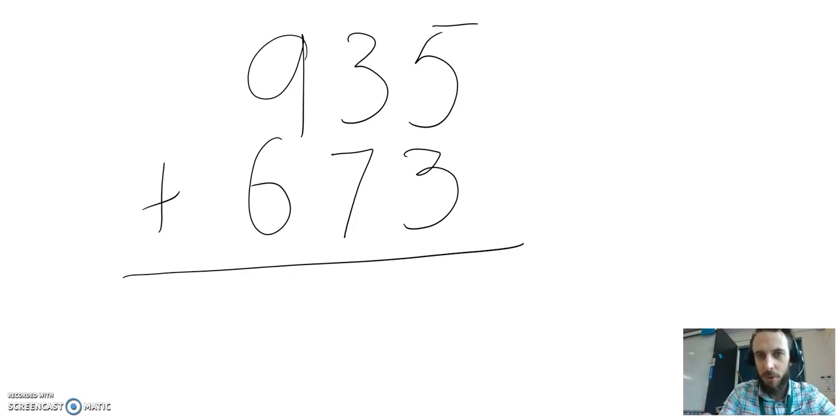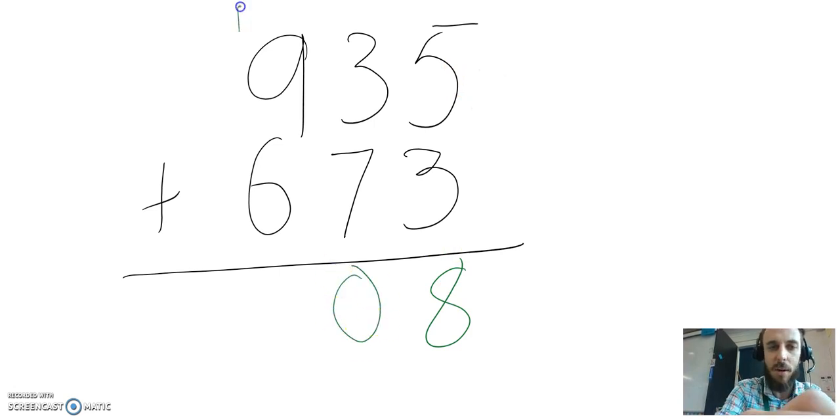Okay, hopefully you're unpaused now. Let's do it. 5 ones add 3 ones is 8 ones. 3 tens add 7 tens is 10 tens. And I'm going to regroup that 1 over there. 900s add 600s is 1500s. Add the extra 1 that was over here, 1600s. 935 plus 673 is equal to 1608. That strategy is the formal addition algorithm. Good luck.